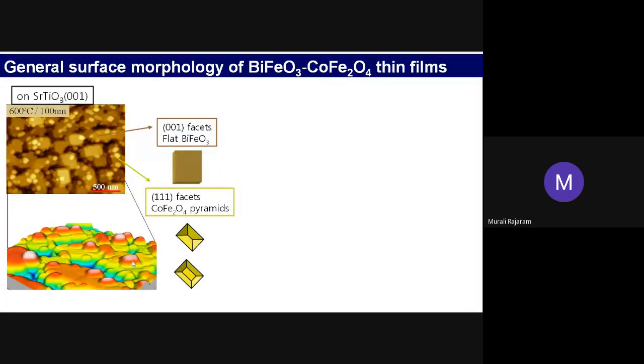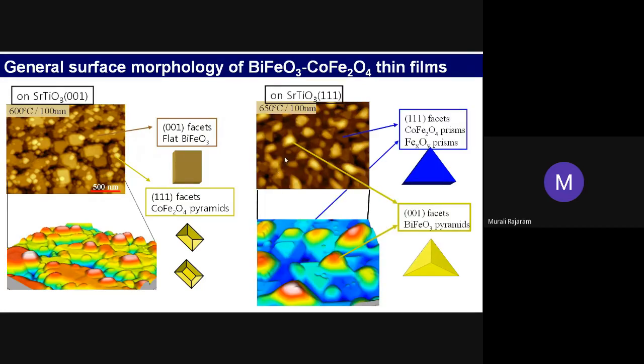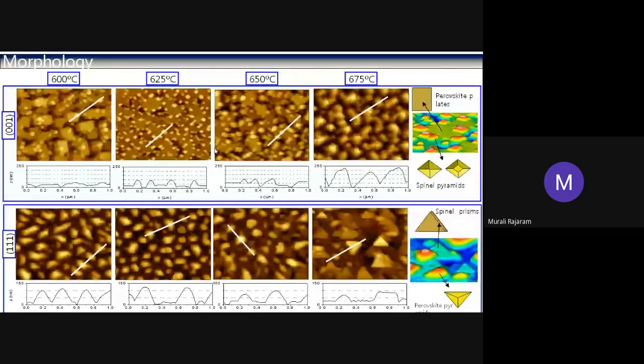You can clearly see the pyramids of a spinel structure on a matrix of perovskite. On the other hand, on a 111 oriented substrate, you can see the bismuth ferrite grows as a pyramid on a matrix of spinels. This we have proved. This image shows how the morphology changes with different growth temperature. I don't want to get into the details of this one. Maybe in the next slide I'll show you.